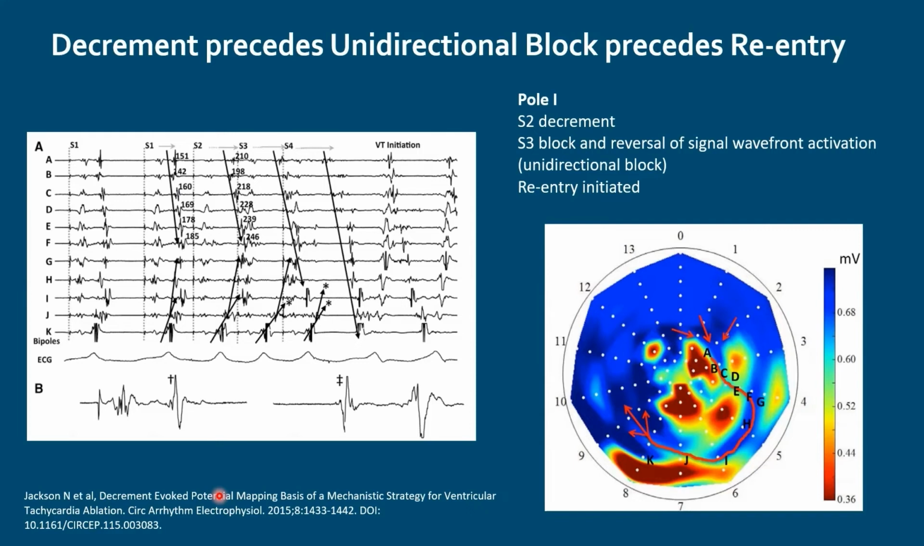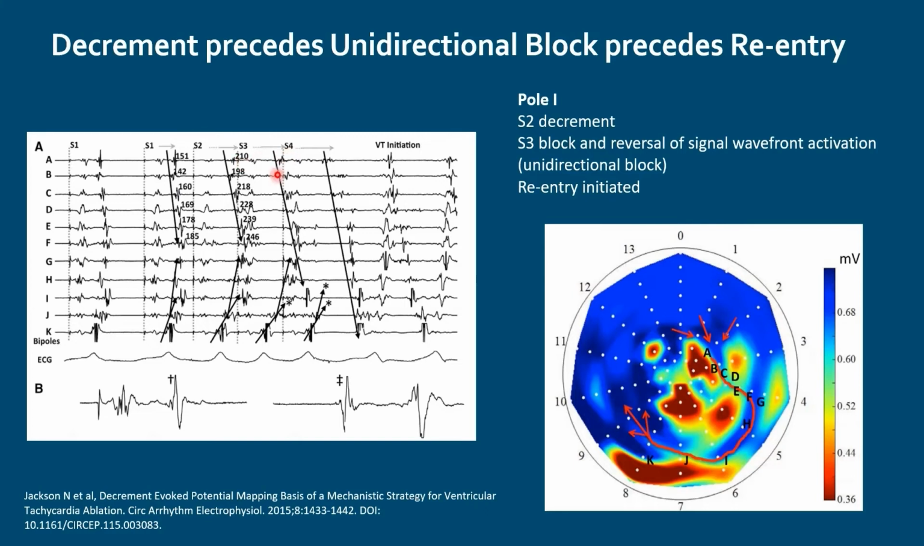Prior to unidirectional block, we see that potentials that identify unidirectional block decrement before they develop unidirectional block. And it's by identifying these decremental sites that we can predict that these are the sites within the scar that may then result in unidirectional block and reentrant VT. Here on the electrograms, you can see a paced beat S1, another left ventricular paced beat S1, and then there is an S2, S3, and S4 at shorter coupling intervals.